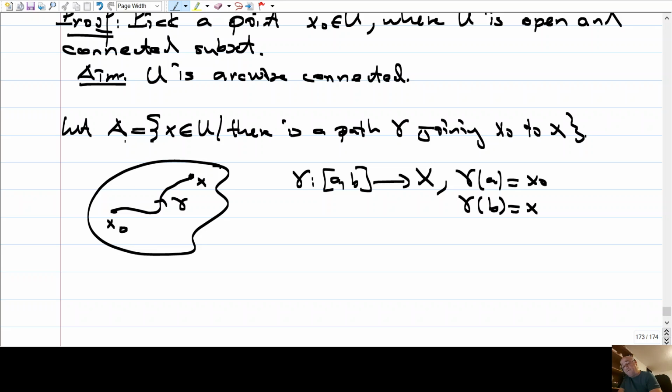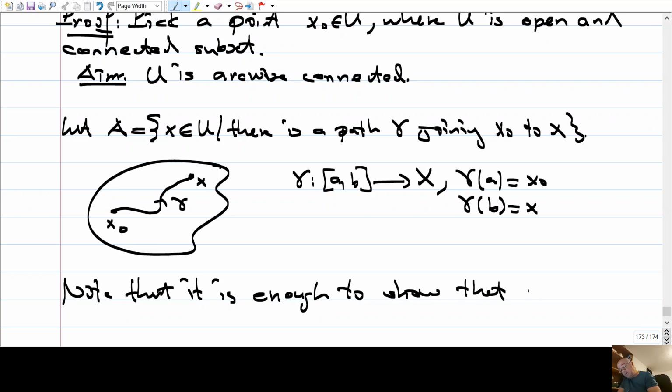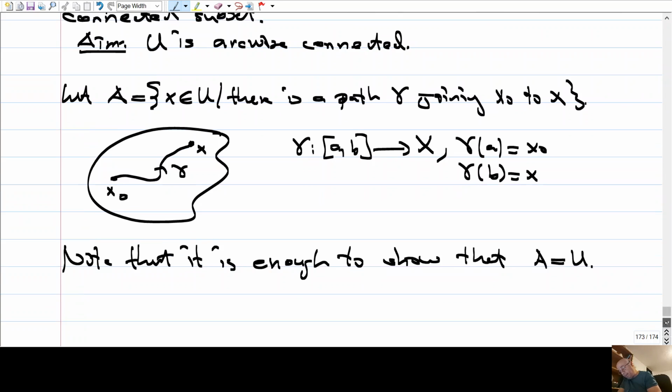Now, if I can show that A is equal to U, then of course any two points here will be connected to x0. But if any two points are connected to x0, then the composition of these two paths from x to y would give us a continuous path joining x to y. So let me write this. Note that it is enough to show that A is equal to U.